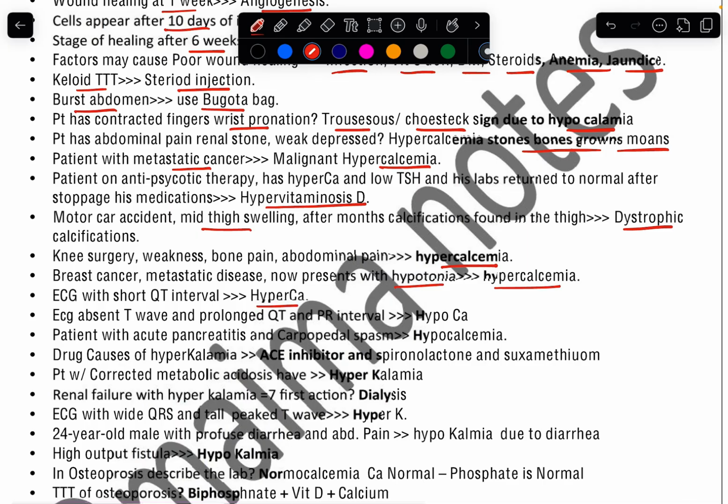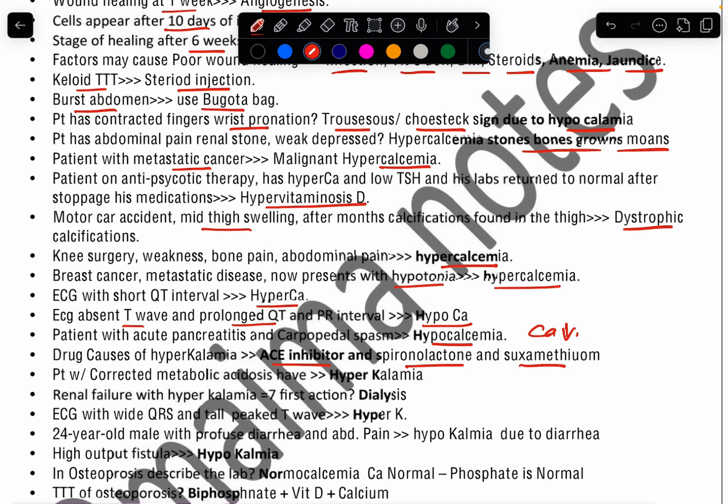ECG with absent T wave and prolonged QT when calcium is decreased. Short QT, prolonged QT. Patient with acute pancreatitis, carpopedal spasm: hypocalcemia. Again, calcium is decreased. Drugs that cause hyperkalemia: ACE inhibitors, spironolactone, potassium-sparing diuretics, succinylcholine.